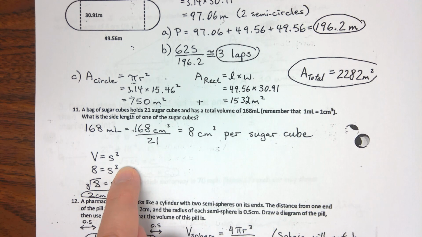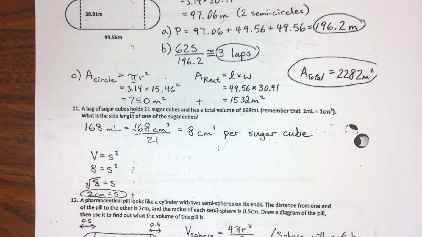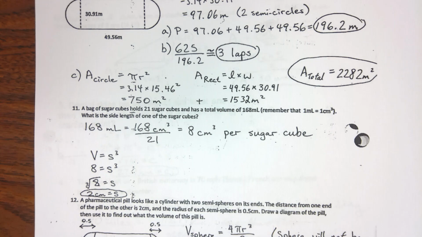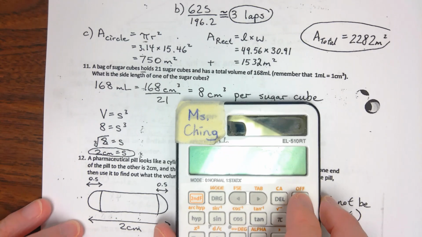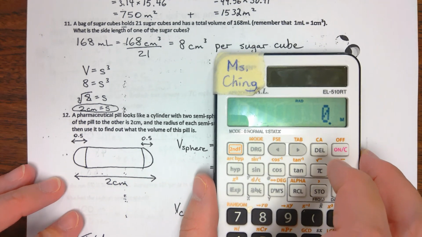So what's the opposite of a cube? Sean? Cube root. That's right. So when you cube root 8, you get 2. Just want to show you guys on the calculator. Your calculator has the cube root button, but we don't use it much, so you might not know.